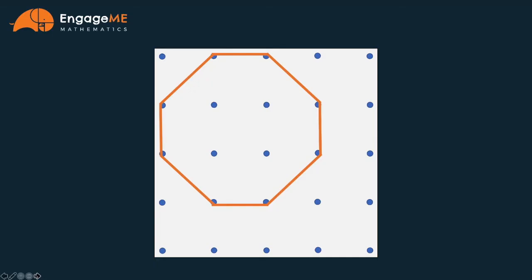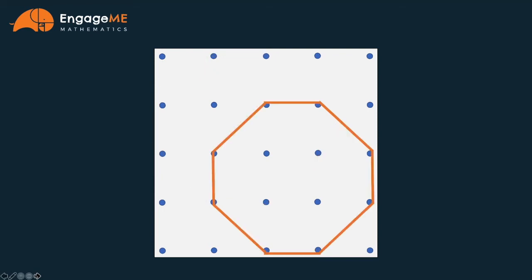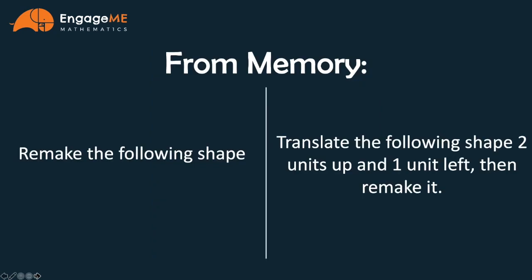How'd you go? Do you think you got the right answer? Alright, well let's now check out what the shape would look like if you recreated it. Or maybe you chose to translate that shape one unit to the right and one unit down. This is what it looks like. Did you get that one? Congratulations if you did. Alright, let's now have a look at the next shape.